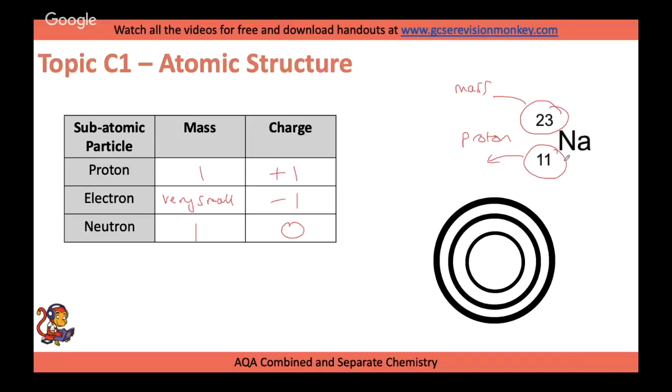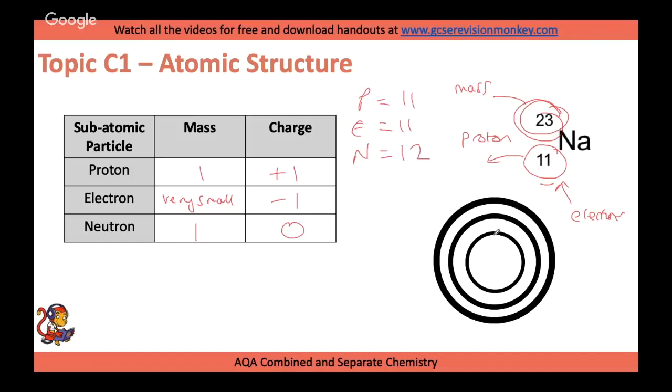In an atom, there is the same number of protons as electrons. So this also tells you the number of electrons. So if you're asked to work them out, PEN, protons say 11, electrons say 11, and the neutrons is the mass, take away the protons, so there'll be 12 neutrons.